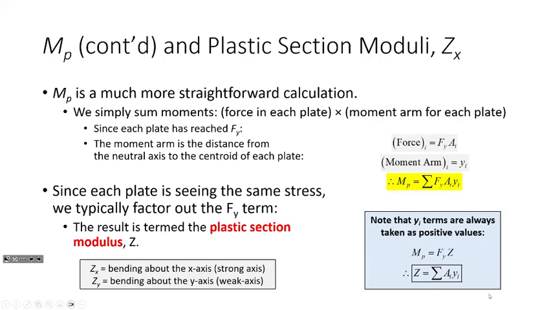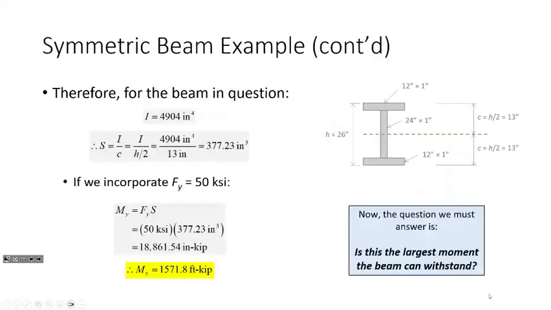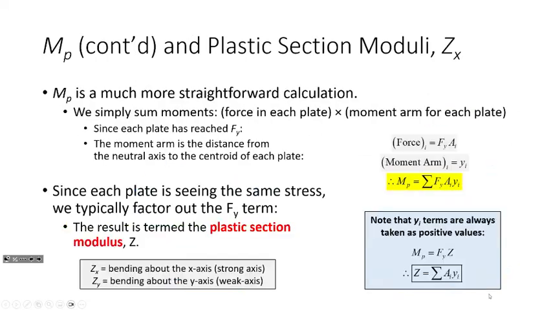The reason that you have to look at it that way in concrete is because there's two materials. You have concrete and you have steel. We don't have that here because it's just steel and steel. So what we can do is we can say, okay, if the plastic moment is the force in each plate times the moment arm, but there's an Fy common to the whole thing, we can factor out Fy, and now we have this new term right here.